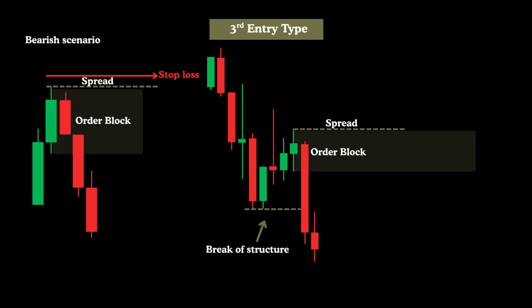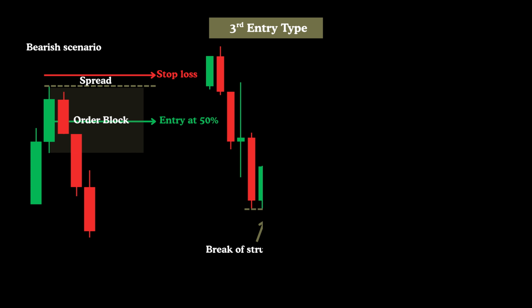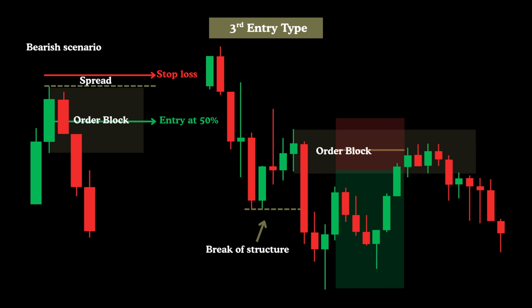3. Midpoint entry, preferred. This entry involves placing the order at the midpoint of the entire order block zone. Sell scenario: stop loss is set a spread size above the highest point of the order block. This refined entry technique results in a smaller stop loss, leading to a much higher reward-to-risk ratio, often double compared to other entries. Due to its balance of precision and risk management, this entry type is highly favored in professional trading plans.